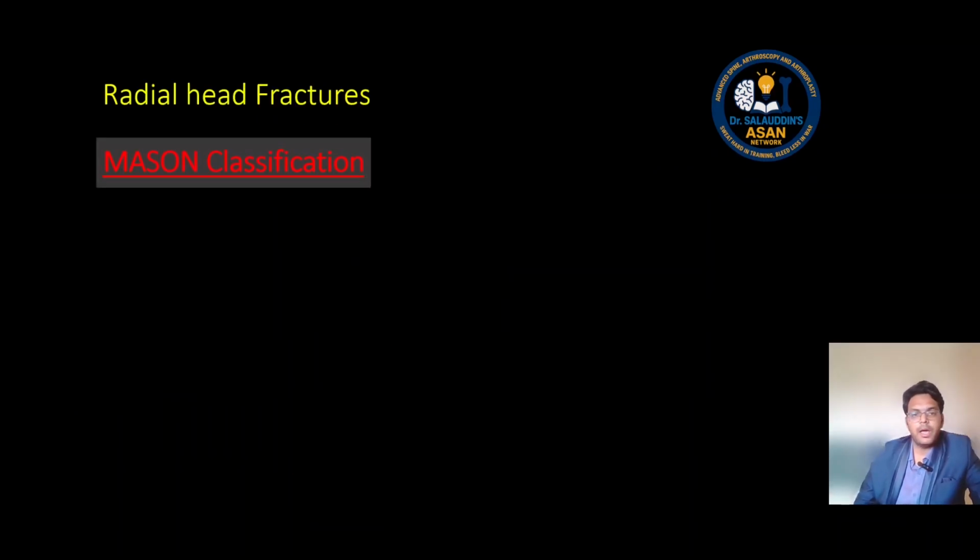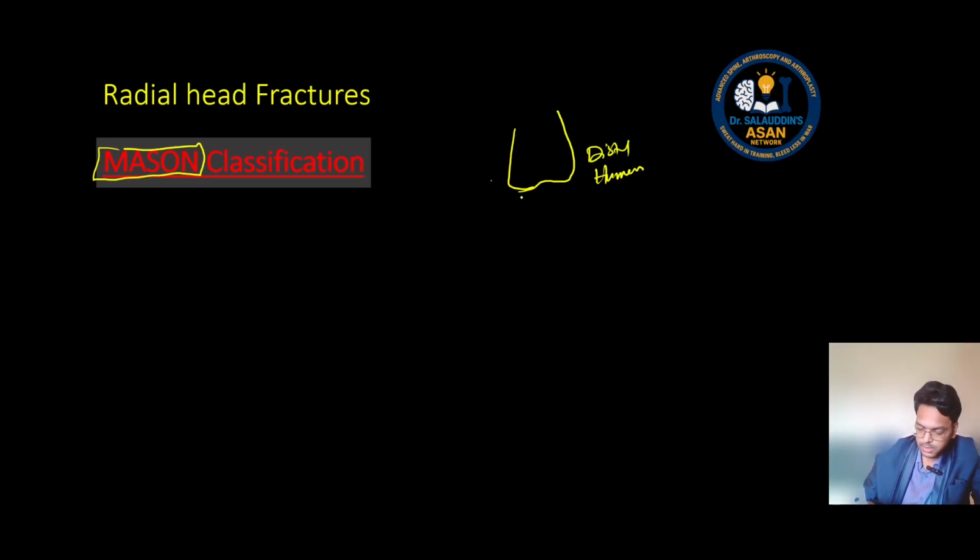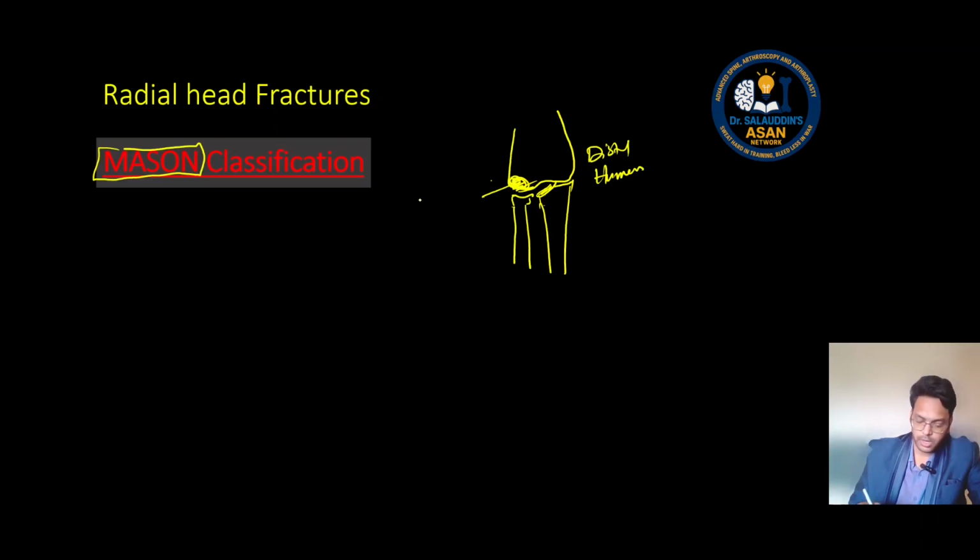First is radial head fracture. So what is the classification for radial head fractures? It is Mason classification. Mason gave the classification for radial head fractures. Before diving into the radial head fractures, we will see a little bit about the anatomy. Where does the radial head articulate with? This is the distal humerus, this is the radial head, and this is the olecranon of the ulna. So the radial head is articulating with, yes, you are right, the capitulum. So the radial head forms the radiocapitellar joint.